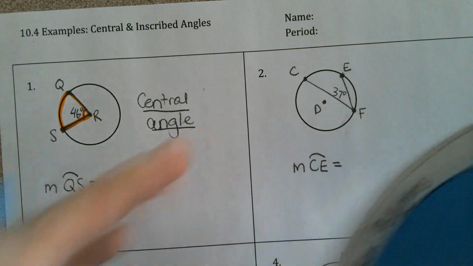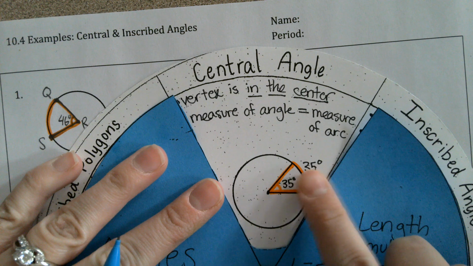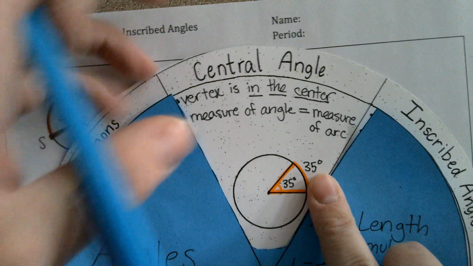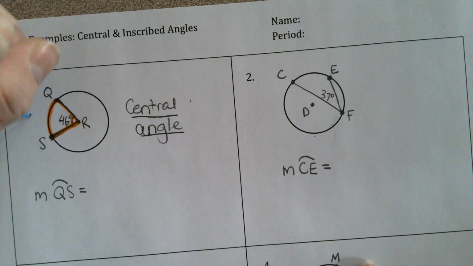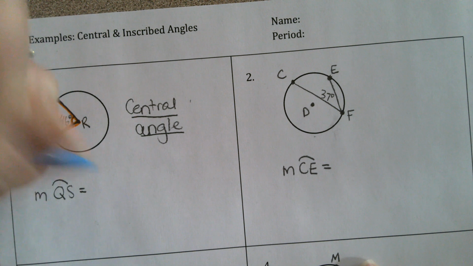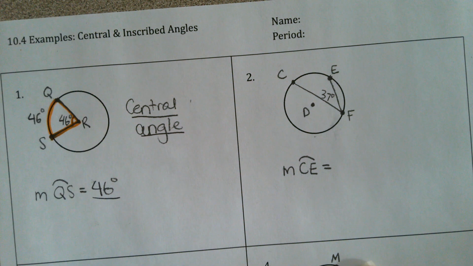And this says that the measure of the angle equals the measure of the arc. So whatever the arc is, the angle is, and vice versa. So, since our angle is 46 degrees, so is our arc. So the measure of our QS is 46 degrees. And that's it.